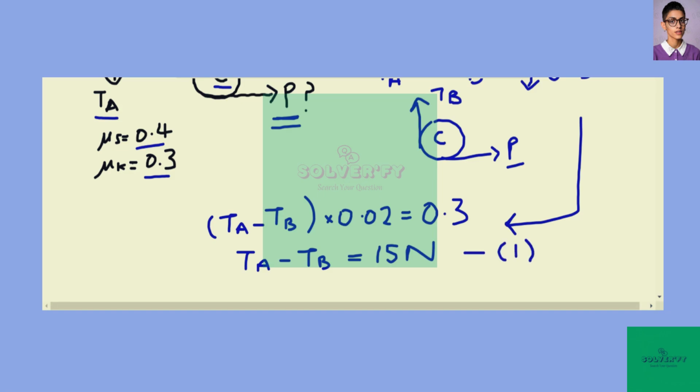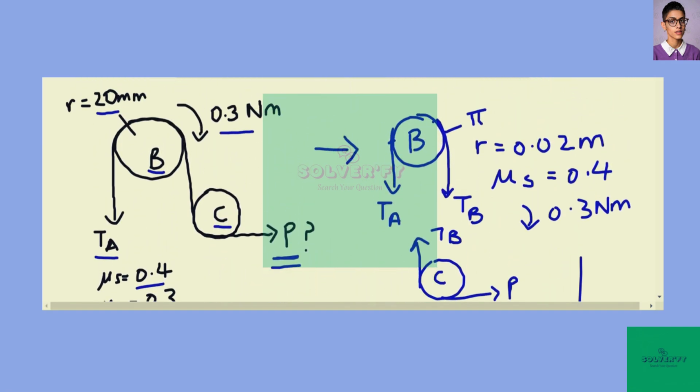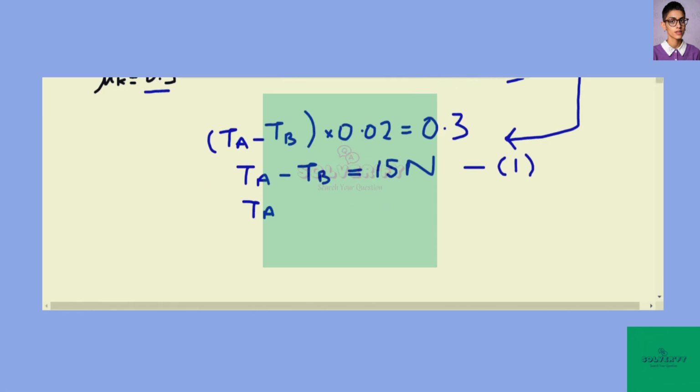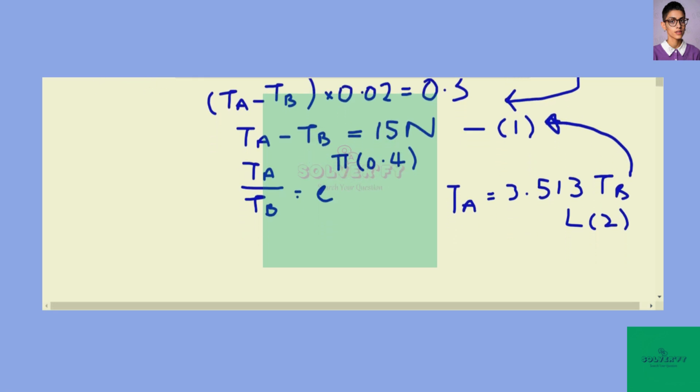Now for our second equation, we use impending slip. So we have TA to be the higher force because the moment is in this direction. So we have TA over TB is equal to e to the angle, which is pi, times the static coefficient of friction. And so TA is equal to 3.513 TB. That's our second equation. Now we substitute that back into the first equation to solve for TA and TB.